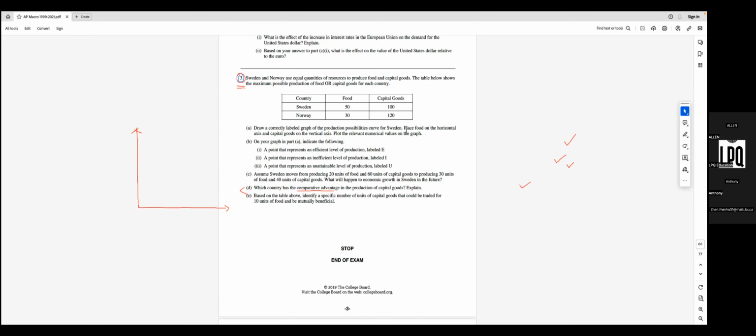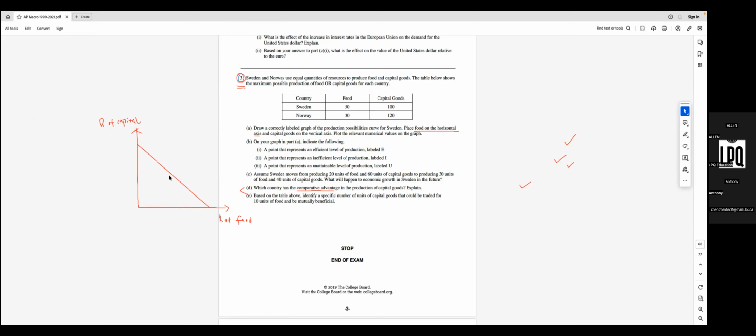But be careful to follow the place of food on the horizontal axis. So label here the quantity of the food, and here is the quantity of the capital. For this question, you can either draw a straight line PPC or a concave PPC. But I just do a straight line PPC here.